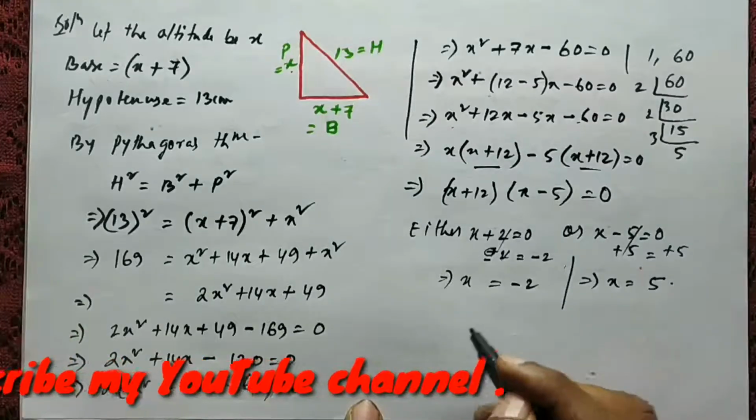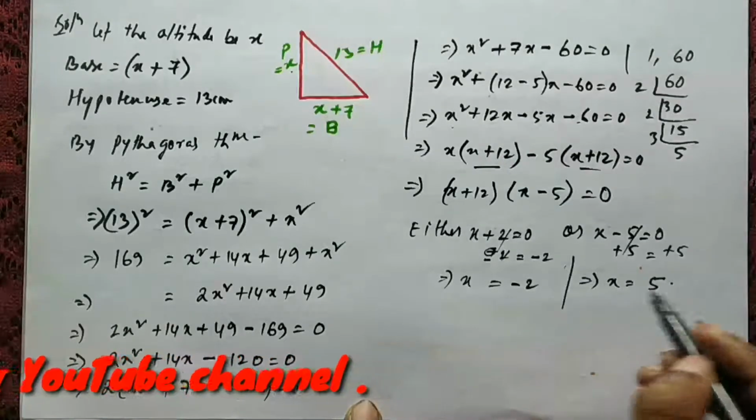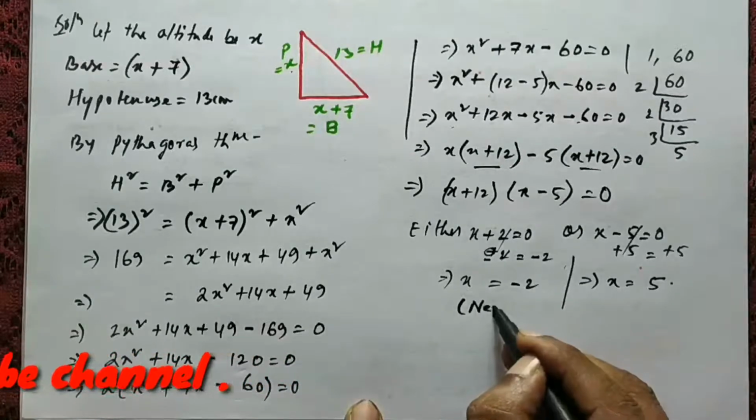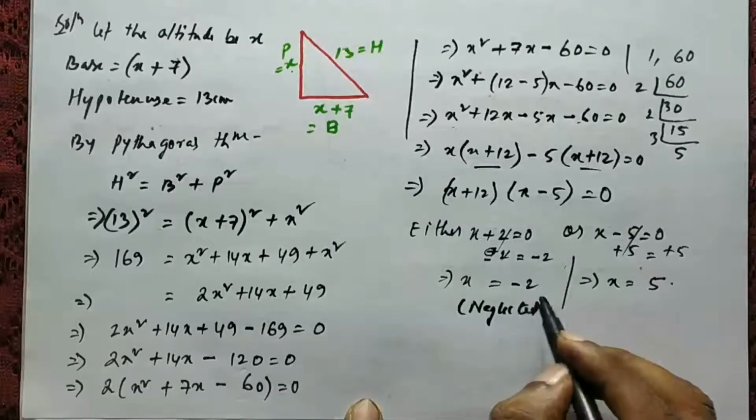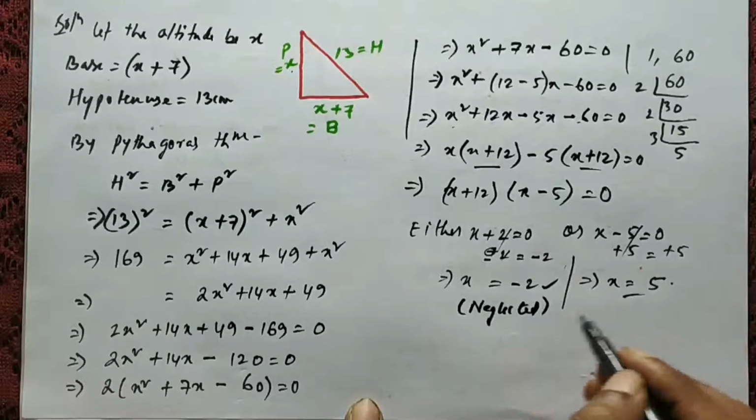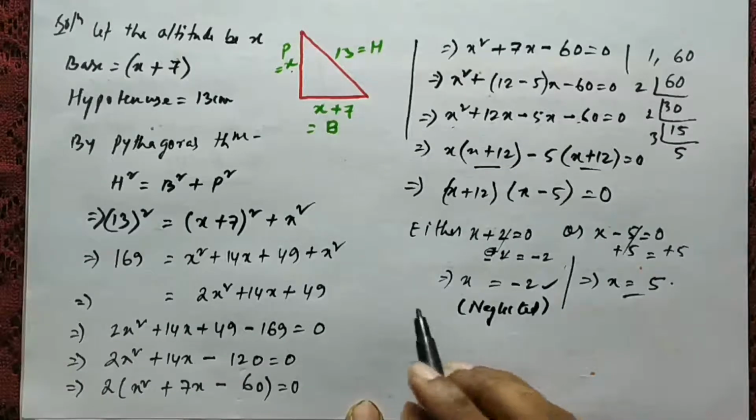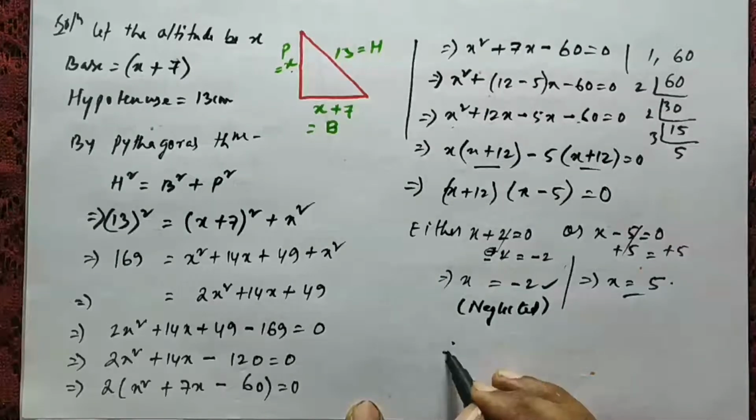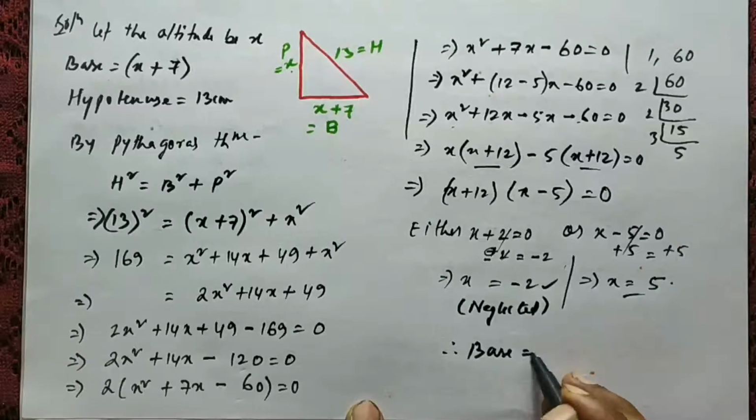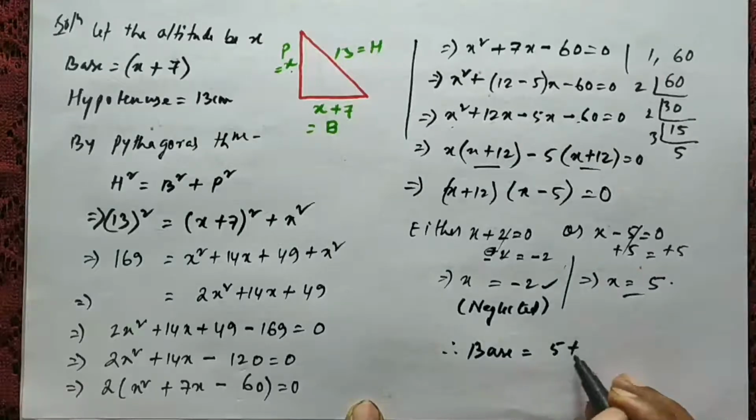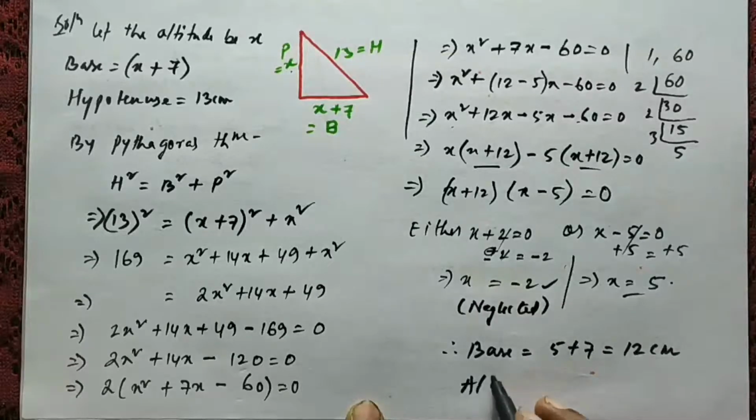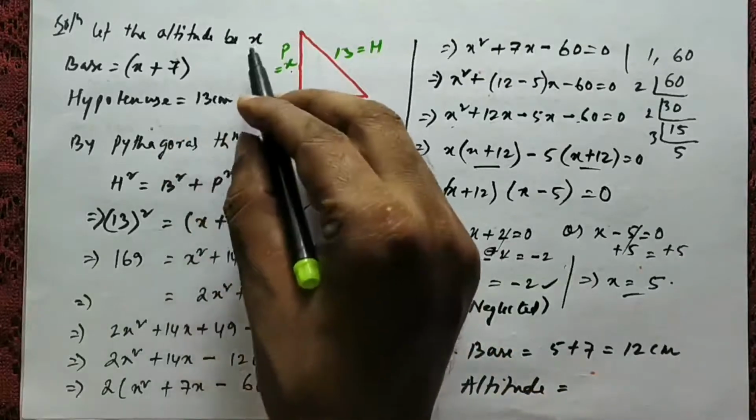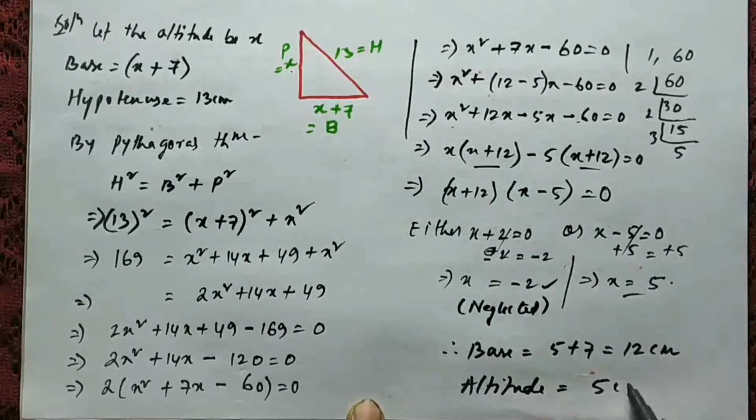Since it is a triangle and measurement is always positive, so we neglect this. Neglected. So we take only 5 as our value. So find the other two sides. Therefore base is equal to 5 plus 7, which is equal to 12 centimeter, and altitude is x, so it is 5 centimeter is our answer.